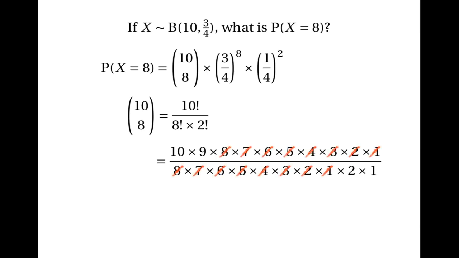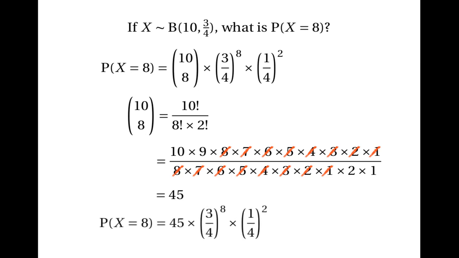Fortunately, most of those numbers cancel out, so that all we're left with is 10 times 9 over 2 times 1, which is 45. So that means that the probability that x is 8 is equal to 45 times 3/4 to the power of 8 times 1/4 squared. And if we work that out, it's equal to 0.282 to 3 significant figures.